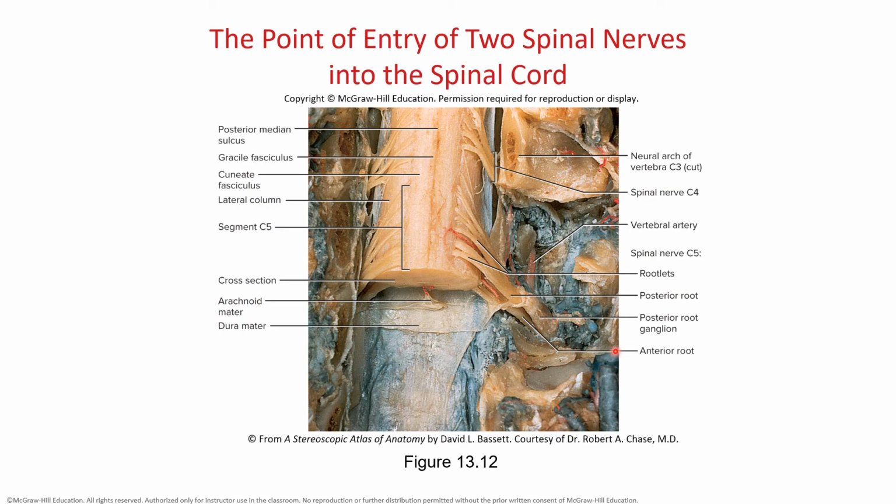So here we can see on a cadaver, we can see that posterior root ganglion right there. And we can also see that anterior root right there. So we're looking for the posterior. Here's the posterior root ganglion. You can see those rootlets here coming together here.